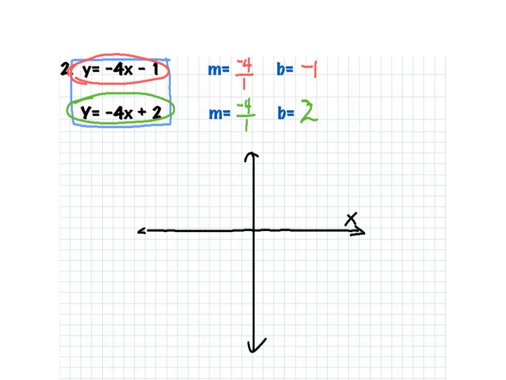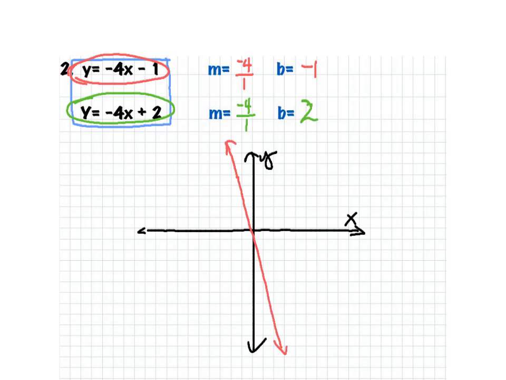Okay? So here's x and here's y. And let's start with the red one. My y-intercept is at -1. And I will go 1, 2, 3, 4, down 4 to the right 1. And I'll do the same going up, 4 to the left 1. So there is the red line, the red equation.